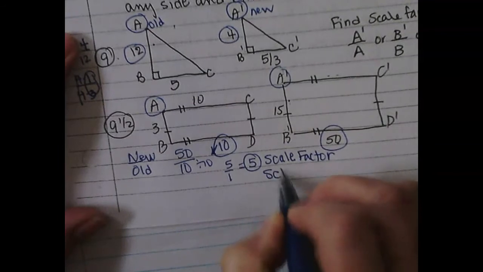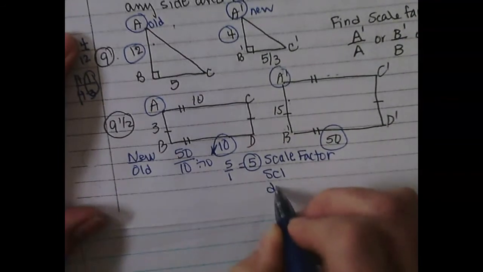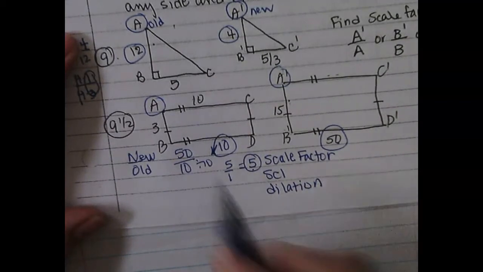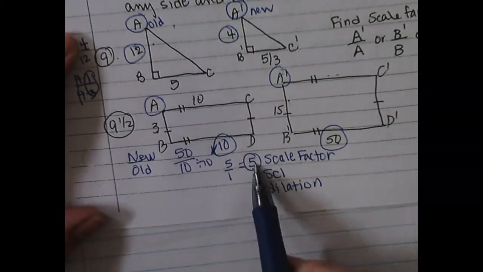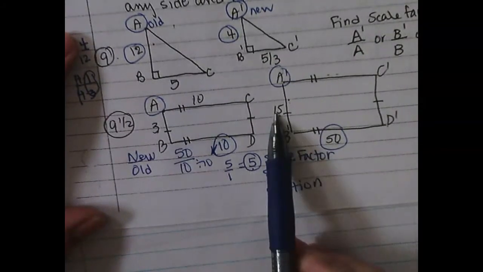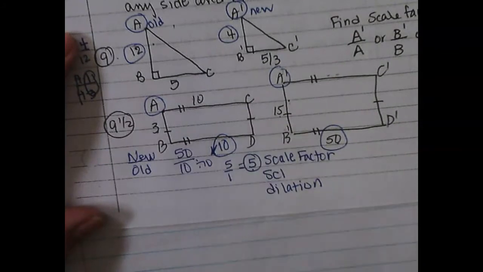5 is this SCL on your calculator, and it's also the dilation number. Why? Because that's my diet number. If you're this tall times 5, you're going to be this tall. Or if you weigh this much times 5, you're going to weigh this much. I think that's a diet. I think you're getting bigger.